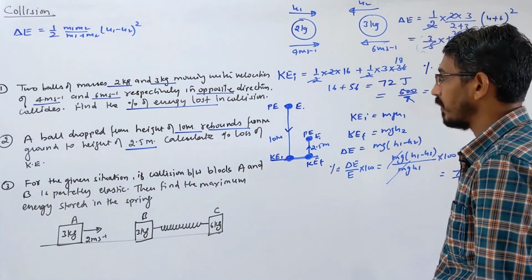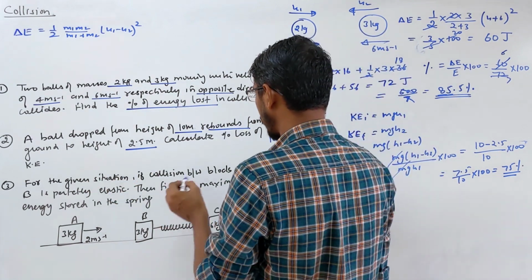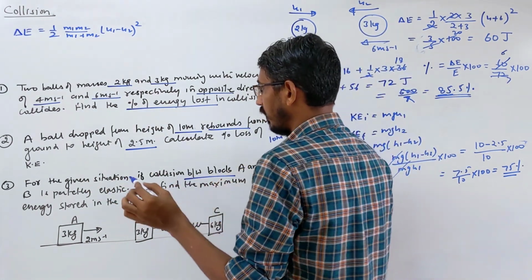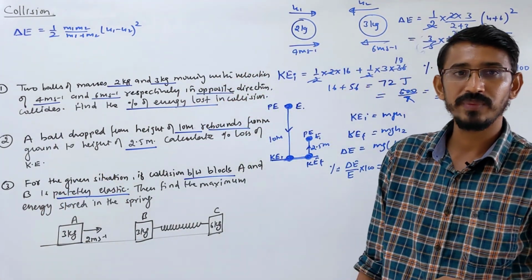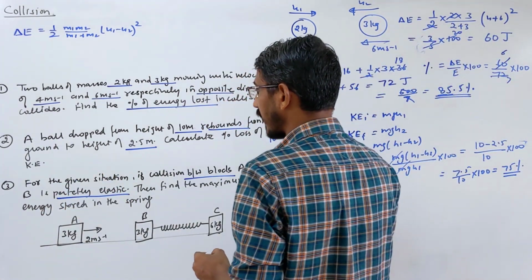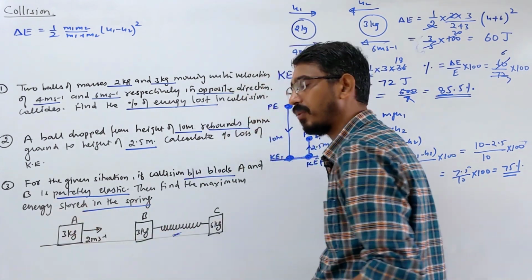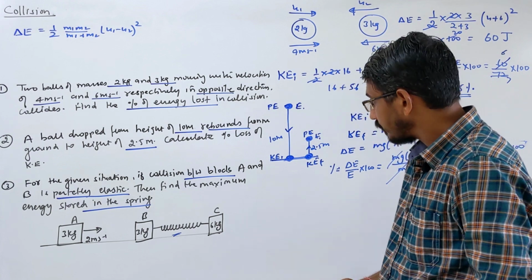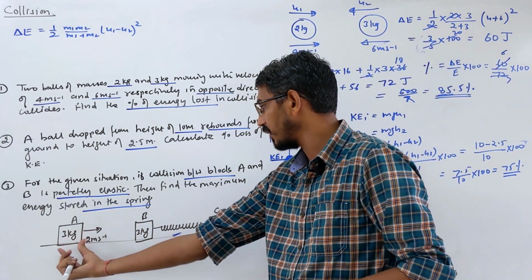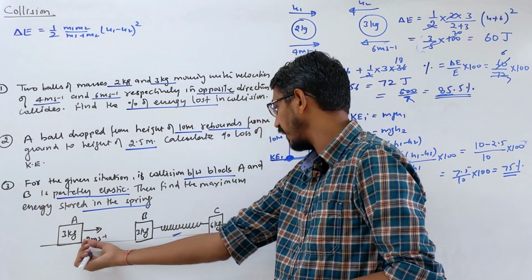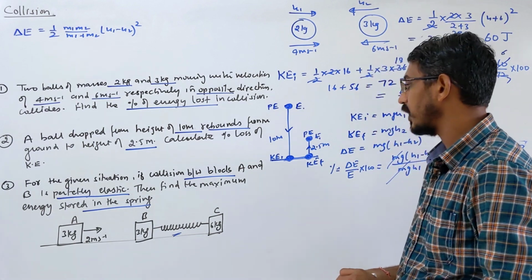Okay, let's see the next problem based on spring and block. For the given situation, if the collision between the blocks A and B is perfectly elastic collision, meaning energy and momentum both are conserved, then find the maximum energy stored in the spring. They are asking what's the energy stored in the spring, we have to calculate. The energy and momentum coming from block A should be equal, because momentum is conserved and kinetic energy is also conserved.